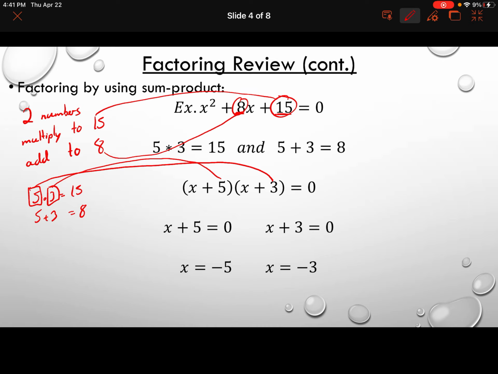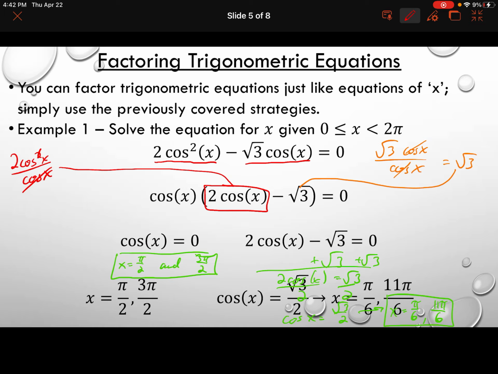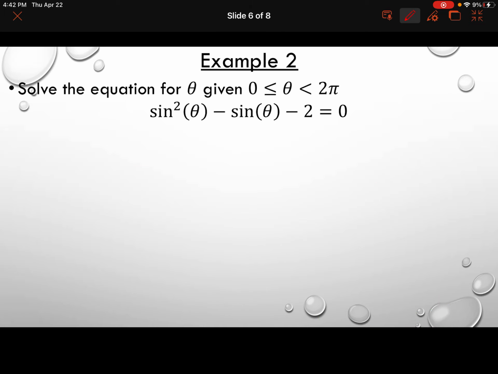So now let's look at a trig one, where you factor by using sum and product. Here we go. We have sine squared of theta minus sine of theta minus 2 is equal to 0.